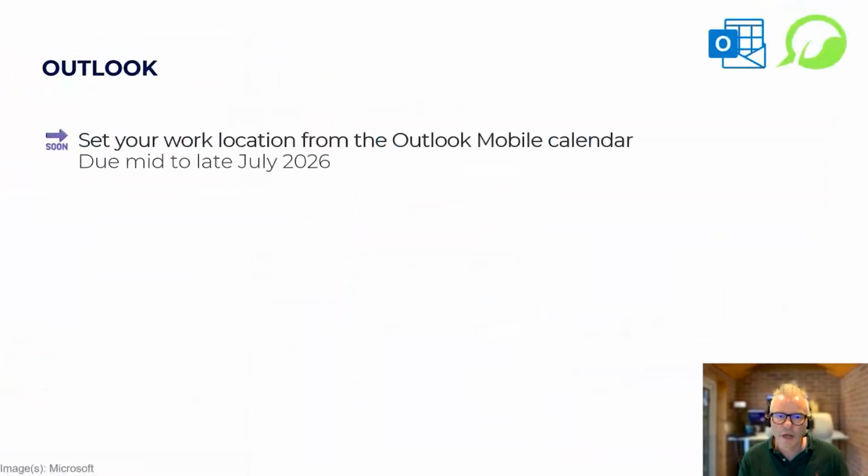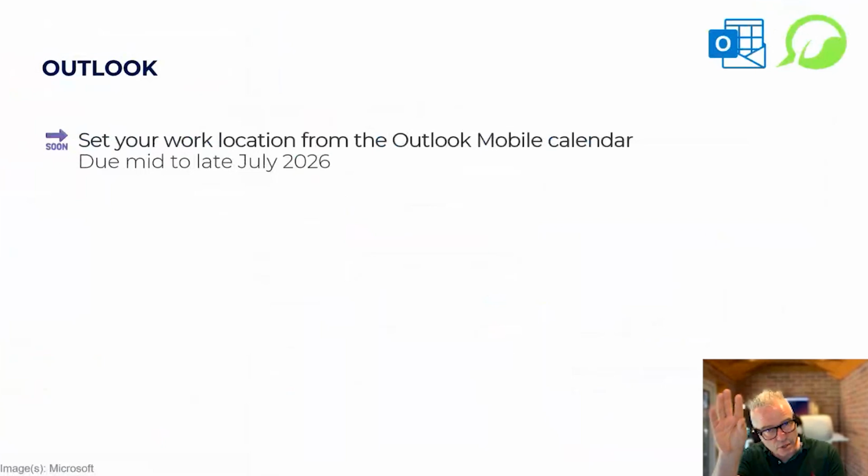Set your work location from the Outlook mobile calendar. Just this morning, I was in Teams, looking at today, and at the top I saw little icons from my colleagues. It showed my work hours and location, that I was working remote. I saw some people, click on them, and you can see whether they're in the office or they're remote.